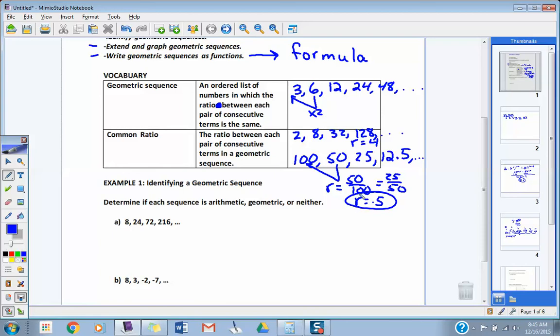Again, common ratio more than 1, are you modeling growth or decay? Okay, and then if you have common ratio less than 1, are you modeling growth or decay? Decay.